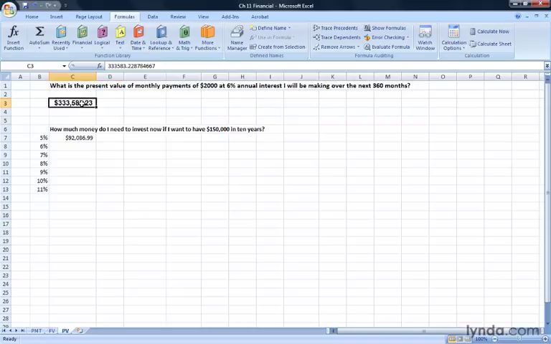The function is equal PV. 6%, and in nearly every financial function that deals with rates, if it's anything related to payments, more often than not, it's related to monthly payments, so we'll divide by 12. If it were quarterly, we divide by 4, and if it were yearly, we wouldn't put any division in. Over 360 months, $2,000. What's the present value of those payments we will be making?